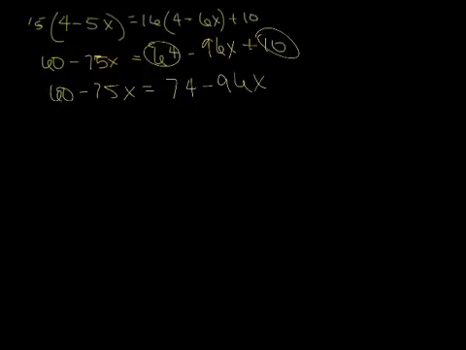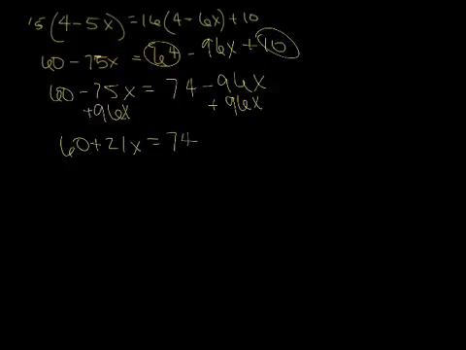Alright, now I'm trying to get the x's together. So let's move this one here by adding it to both sides, because it's subtracted, so I'm going to add it to both sides. Okay, so 60 plus 21x equals 74, because these go away.